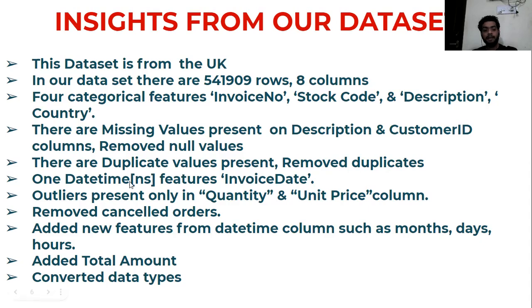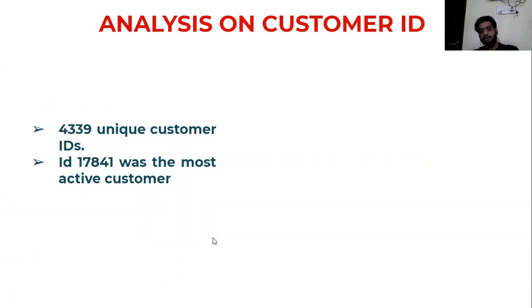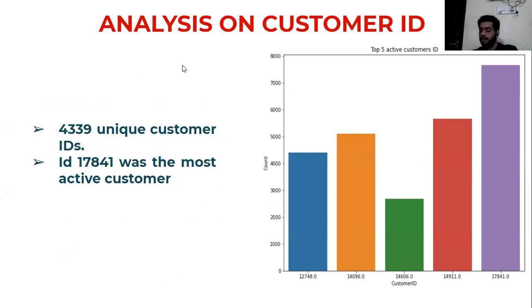customer ID. There are some outliers also present in our dataset, in the quantity and unit price columns. We remove the outliers and do some treatment also. We remove the cancelled orders from the invoice number, and add new features from the date-time column such as months, days, and hours. We added a total amount, that is unit price multiplied by the quantity of the product, and converted various data types.